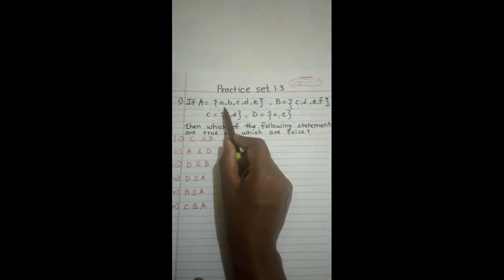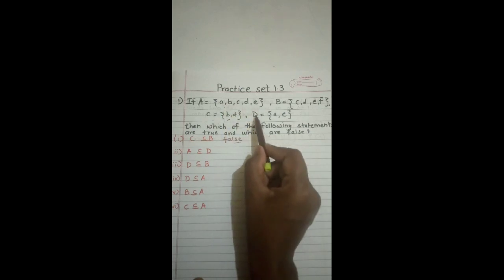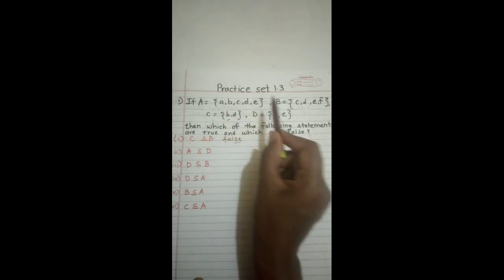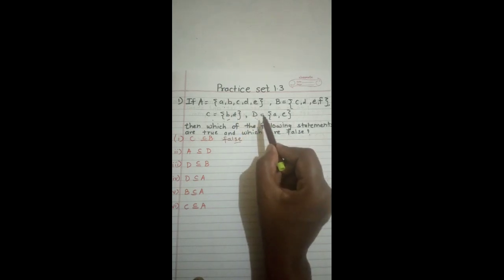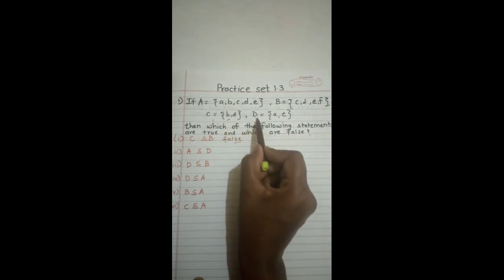Second, A is a subset of D. Are all elements of A in D? No. A, B, C, D, E is a very big set and in D there are only 2 elements. So A is not a subset of D. This is also a false statement.